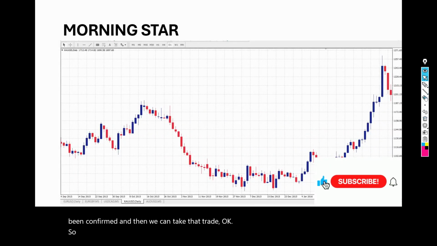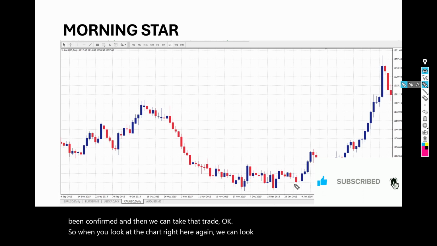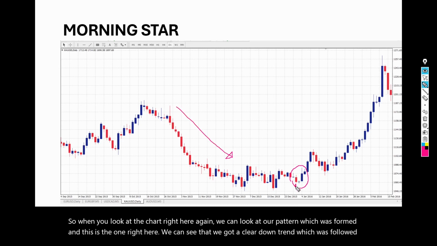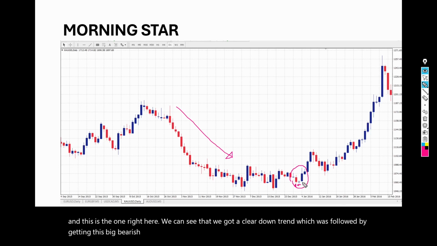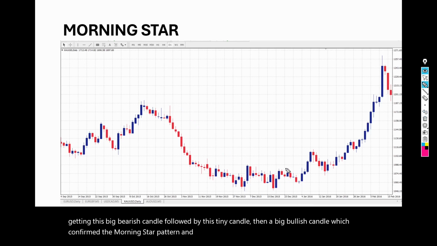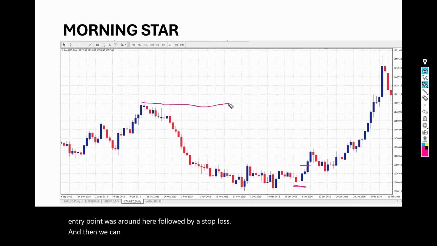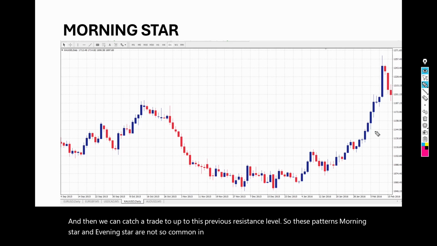So when we look at the chart right here again, we can look at our pattern which was formed, and this is the one right here. We can see that we got a clear downtrend, which was followed by this big bearish candle, followed by this tiny candle, then a big bullish candle, which confirmed the morning star pattern, and then we expected a change in trend. So here, the entry point was around here, followed by a stop loss, and then we can catch a trade up to this previous resistance level. These patterns, morning star and evening star, are not so common in Forex, but they are highly common in stocks.